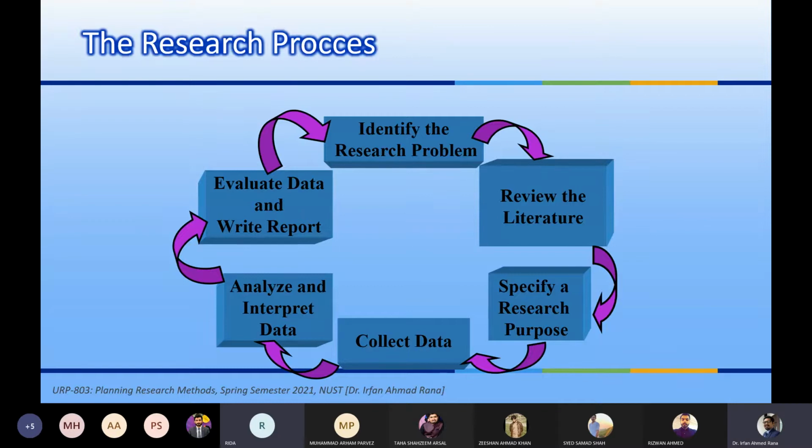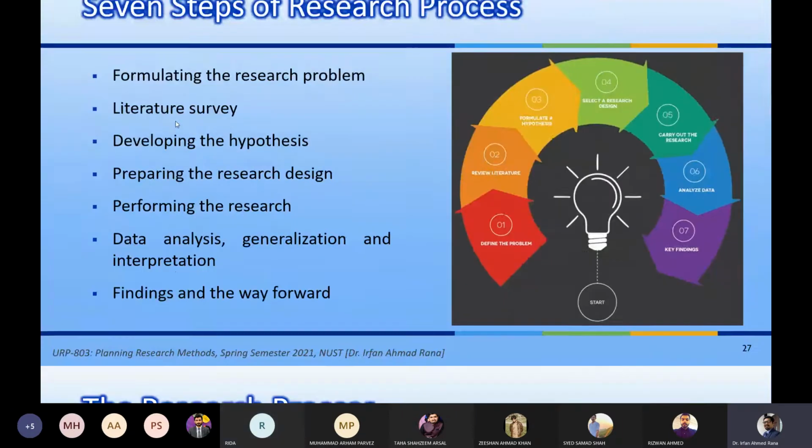Yes, sir. I think this is literature review. I think this is a typo, basically. It should be literature review. Yeah. Okay, sir. Okay, thank you.